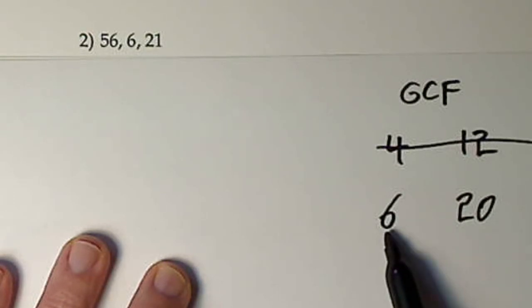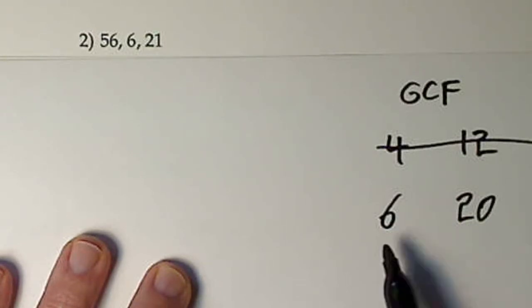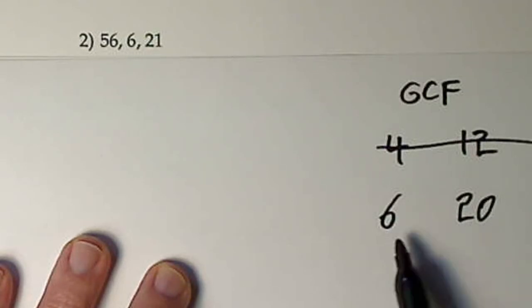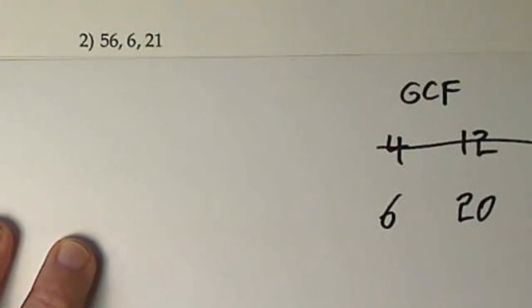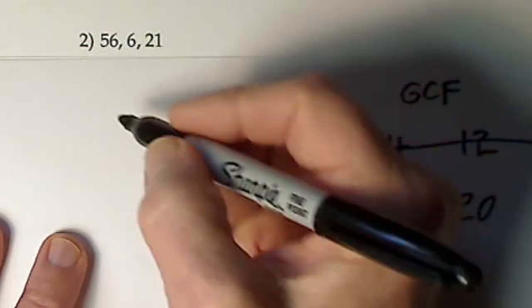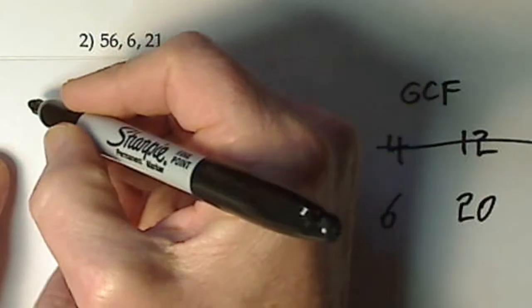I can get a 2 into a 6. When I say goes into, it has to go in evenly, and 2 would go into 20. But 6 won't go into 20, 3 won't go into 20, so 2 is the GCF. Sometimes they'll throw you a little curveball, as we're about to see here. Looking at 56, 6, and 21, if nothing occurs to you, go ahead and list the prime factorization of each term.